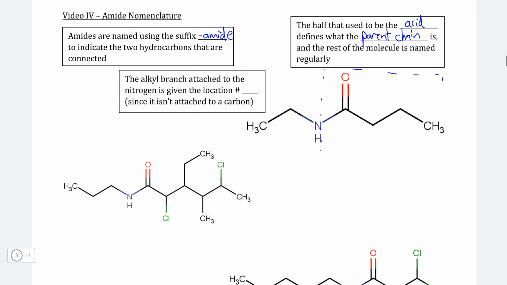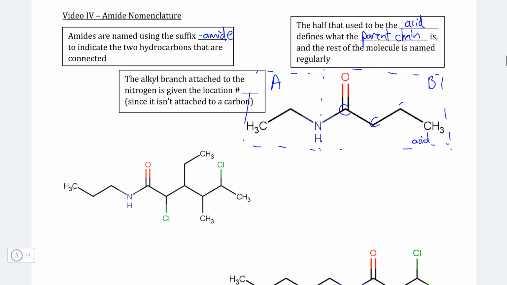So if we divide our molecule into A halves and B halves here, we can see that the A side used to be the amine, because we can see the nitrogen is over here, whereas the B side of this molecule, we can see the carbon that contains our amide functional group contains the double bonded oxygen, and therefore this is the side that used to be the acid.